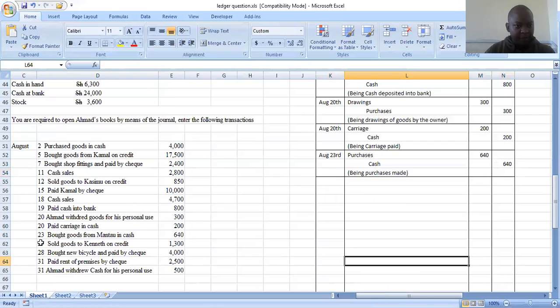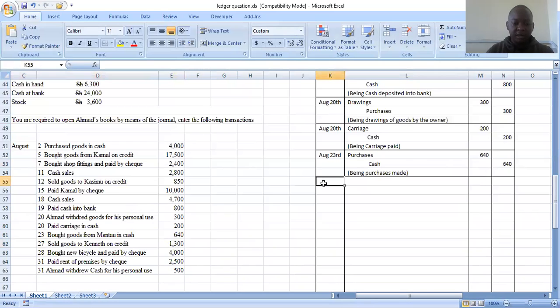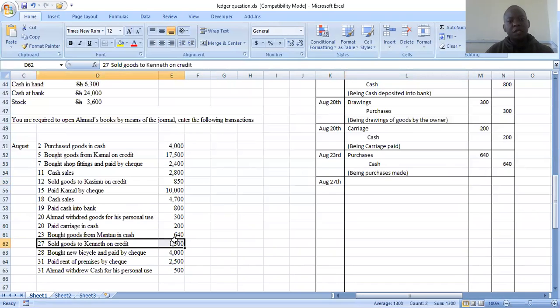Then we move forward to the 27th: sold goods to Kenneth on credit. So August 27th, sold goods to Kenneth on credit. Which two accounts here? The two accounts are sales and Kenneth. Kenneth has not paid, so we need to have an account for Kenneth. What type of accounts are they? Sales is a revenue, Kenneth is a debtor, and a debtor is an asset.